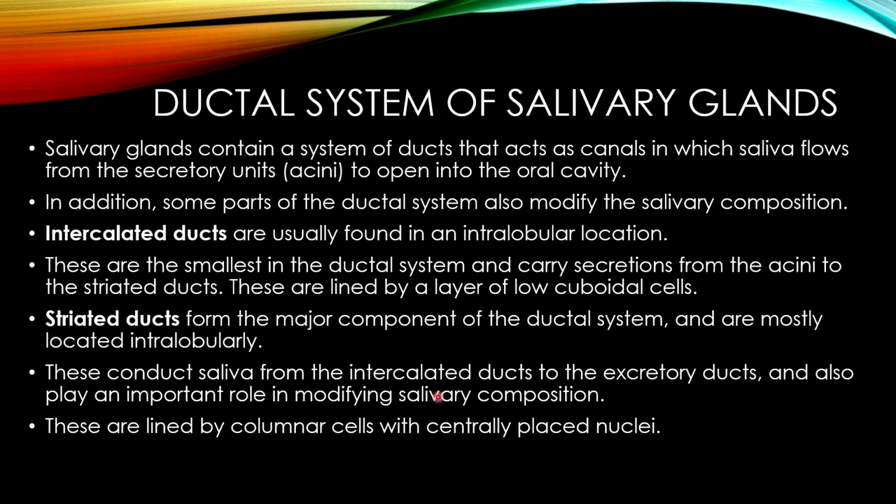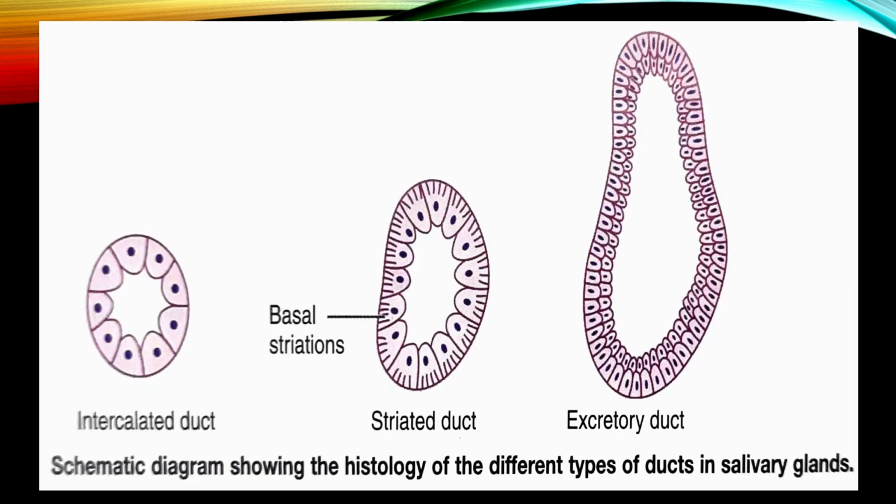These conduct saliva from the intercalated ducts to the excretory ducts and also play an important role in modifying salivary composition. So this one helps in modifying, not this one. These are lined by columnar cells with centrally placed nuclei. These are the schematic representations. These are intercalated. These are striated. The striations are present. And these are the excretory ducts.